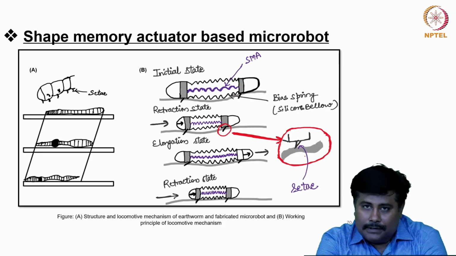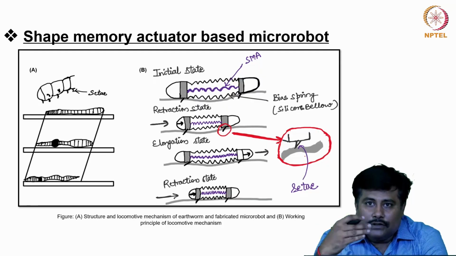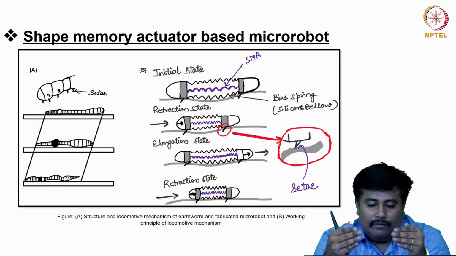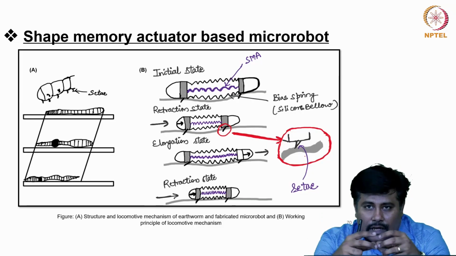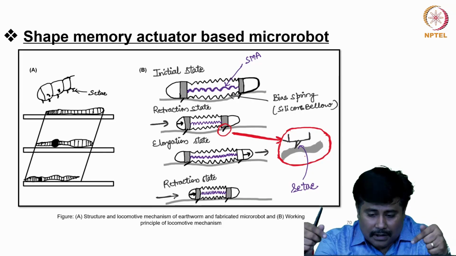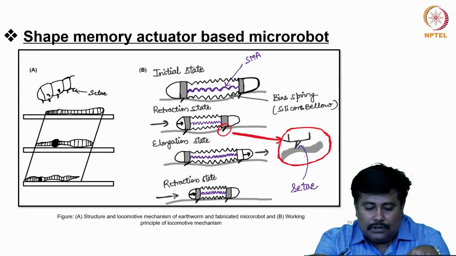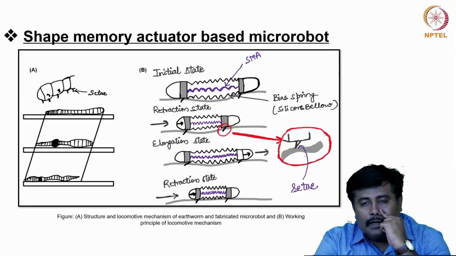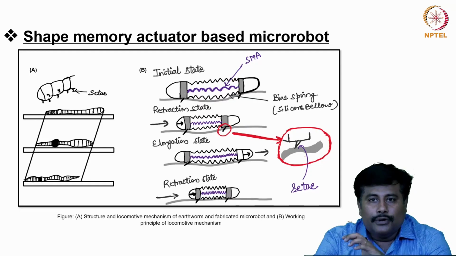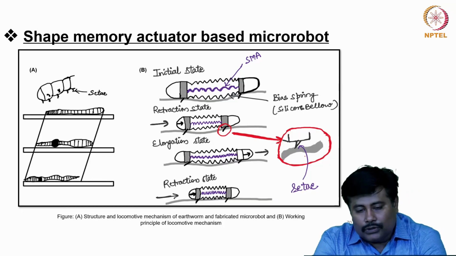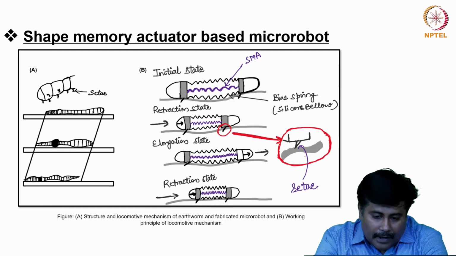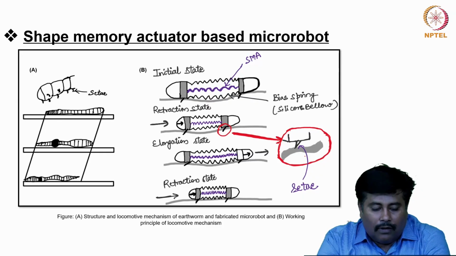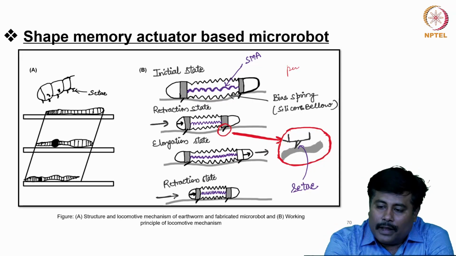Now in this case, initially we have an initial state, then there is going to be a retraction state. The retraction state is a kind of expansion. Then we have an elongation state, in which you have an elongated structure where the setae are fixed into the structure, and then we have a retraction. So this sequence will be followed throughout to generate such locomotion: an initial state, a retraction state, an elongation state, and a retraction state. This overall mechanism we call the peristaltic mechanism.